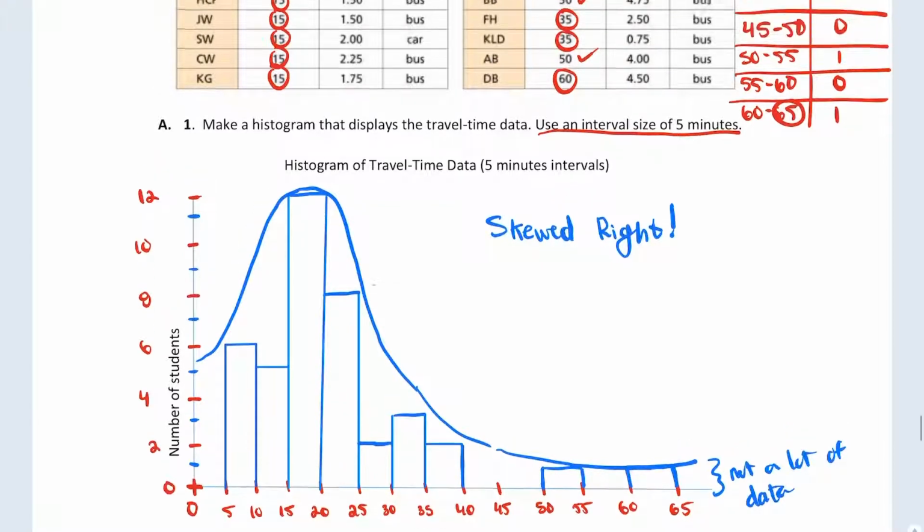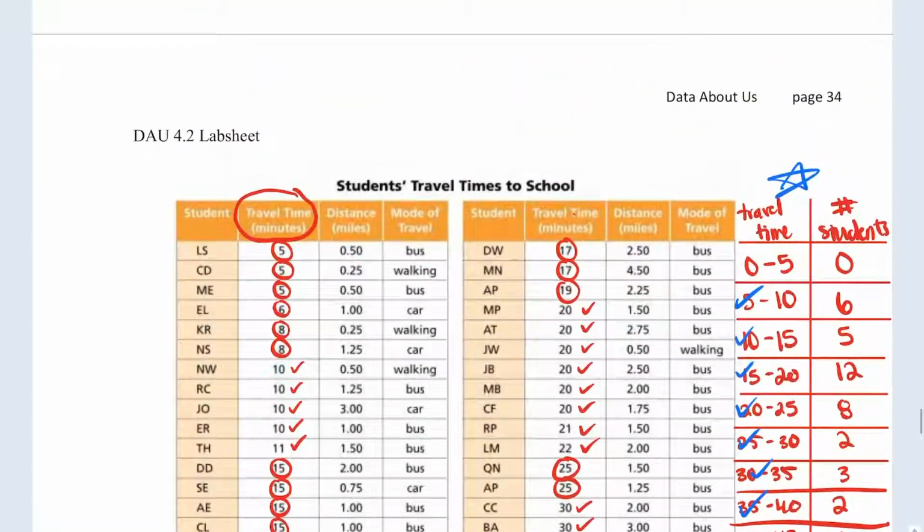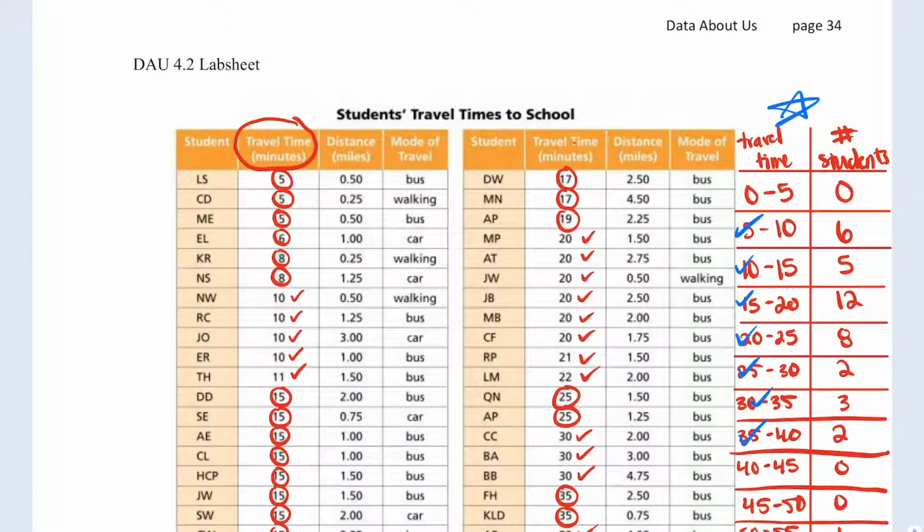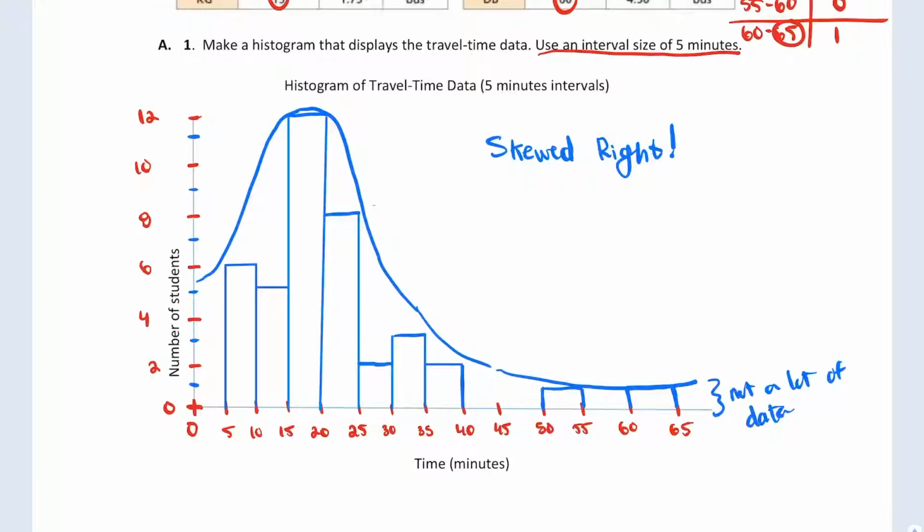There we have how to create a histogram, right? Create your frequency table, create your number lines on your graph, and then go ahead and draw your bars.